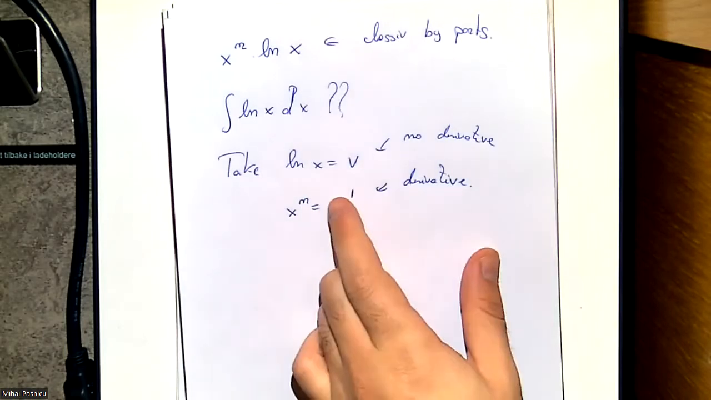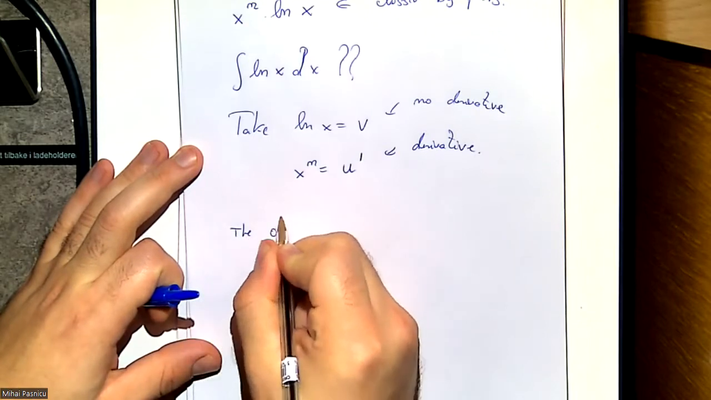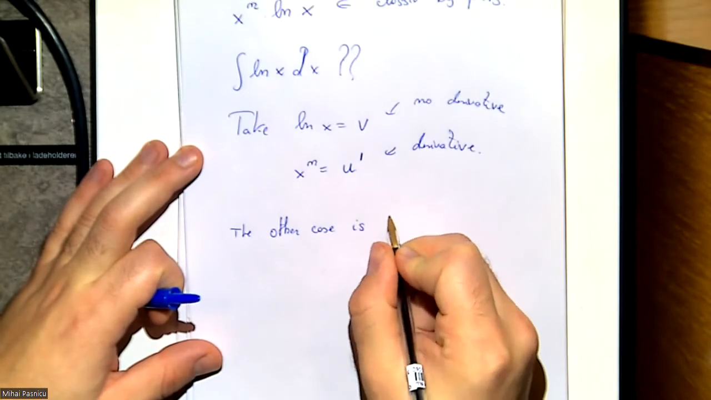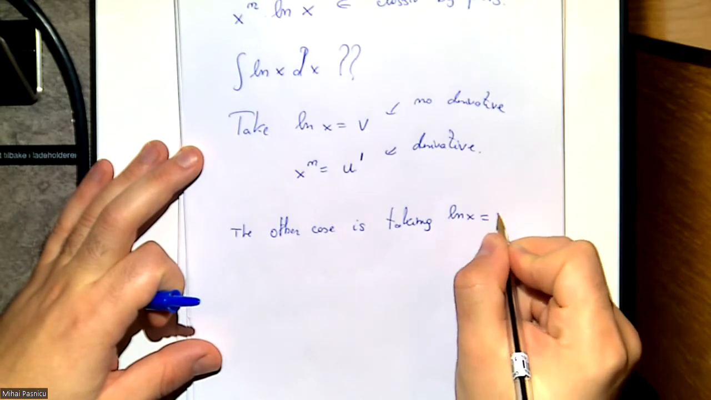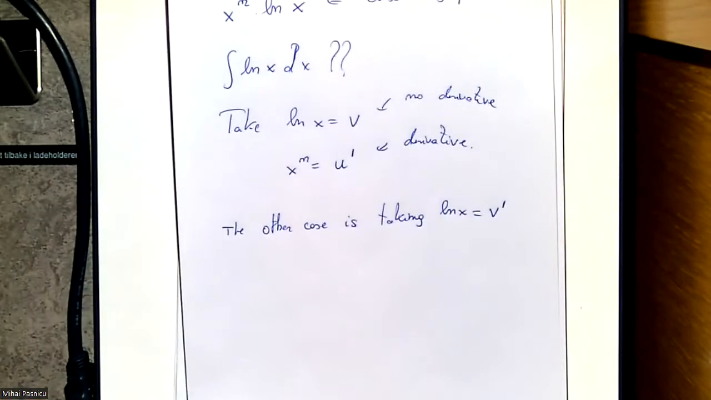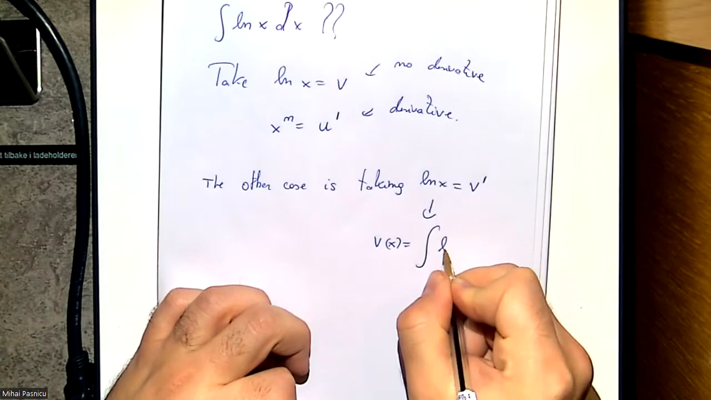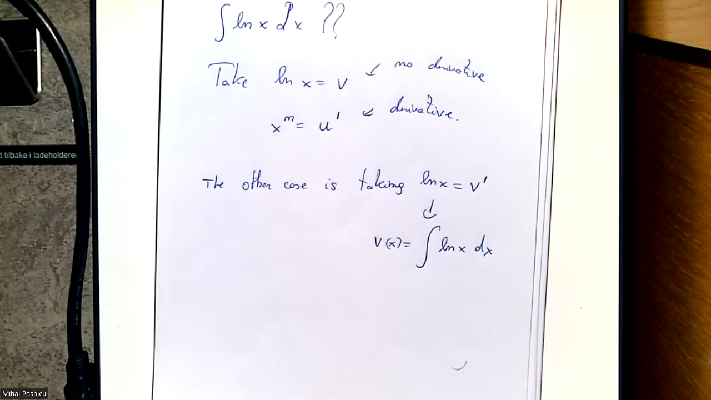Because again, the other case, I'll just write the reasoning. The other case is taking ln of x equal to v prime, right? That's the other case where I take ln of x as being the derivative. In which case, my v of x is just going to be the integral of log of x dx. And unfortunately, you guys don't even know how to compute that. Okay?